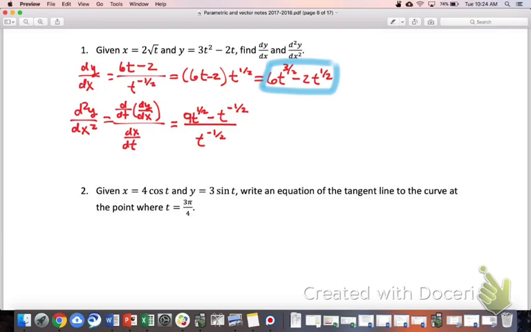As I said before, especially if we were going to do something with this, it might be very beneficial to simplify it. So I'm going to do that. If I wanted to simplify this, I would flip up and I would get 9t minus 1. Actually it is very simplifiable, right? So 9t minus 1 would be your second derivative.